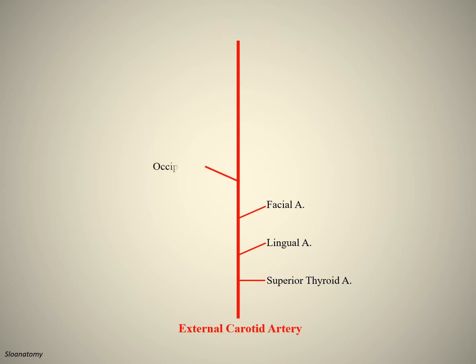Branching posteriorly, you'll have the occipital artery, the posterior auricular artery, and then the external carotid artery will terminate as the maxillary artery and the superficial temporal artery.